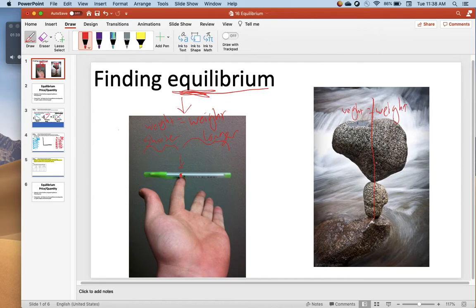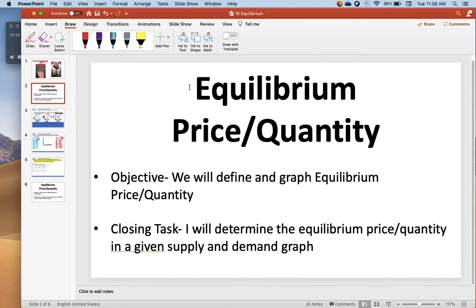Okay, so you can look up rock balancing. There's a lot of really interesting and beautiful examples of this, but it's the same principle. You're just finding this equilibrium point of the object. Now it turns out that not only is there equilibrium for every object, but there's also equilibrium in economics as well. And that's what we're going to be talking about today.